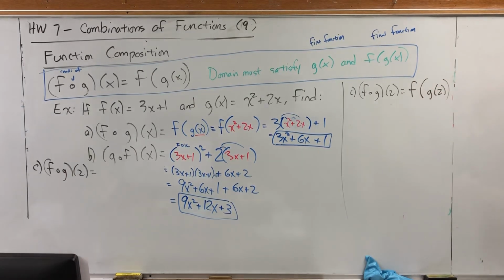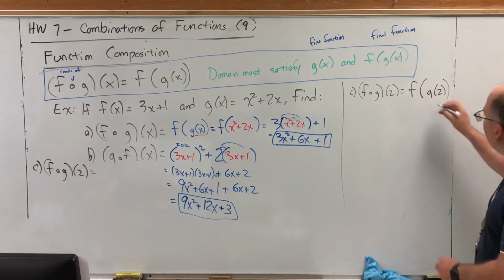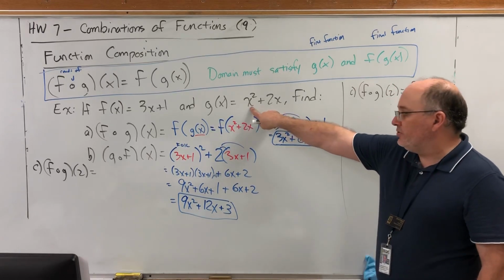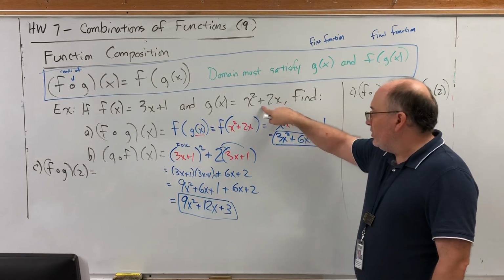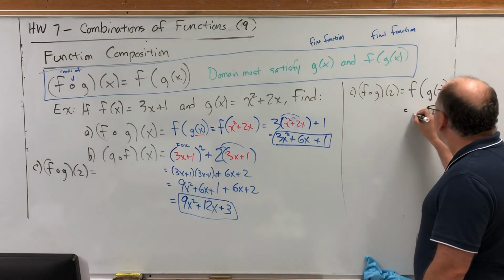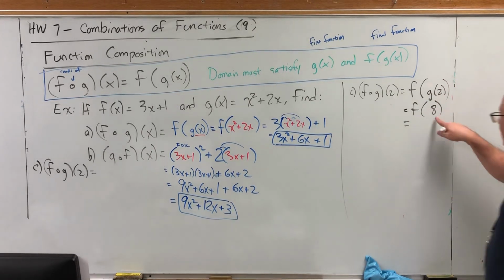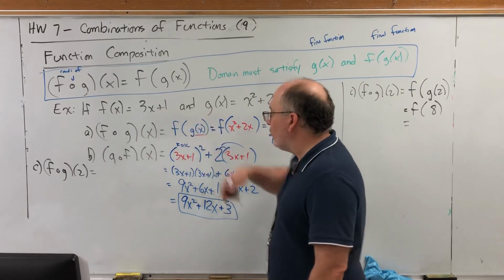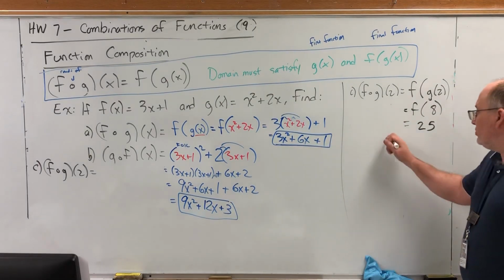But unlike part A, I can actually do this. I can actually figure out g of 2. So let's just talk it out real quick. If I take the 2 and put it into the g function, if I put 2 here, 2 squared is 4. If I put 2 here, 2 times 2 is 4. 4 plus 4 is 8. G of 2 is 8. And now I can just stick that into the f function. 8 goes here. 3 times 8 is 24. 24 plus 1 is 25. So that's one way to do f of g of 2.